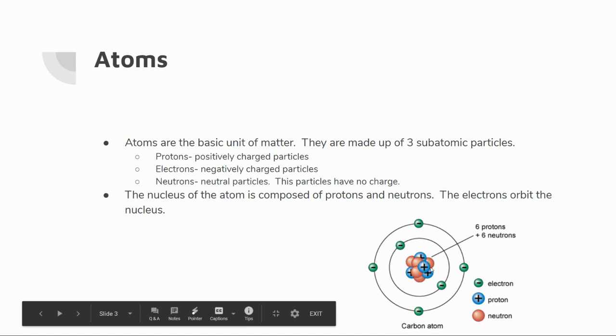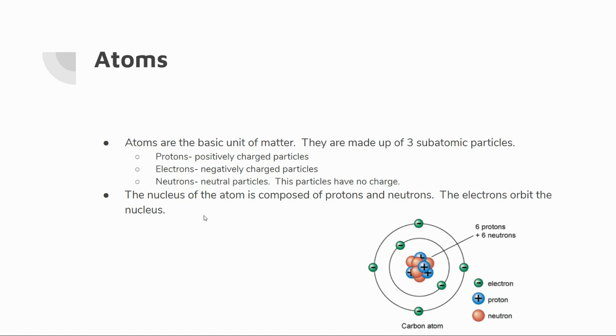And in the nucleus, this center ball right here, let me get my pointer, is only protons and neutrons. So the nucleus of the atom is going to have a positive charge, and the orbitals of the atom is going to have a negative charge. And remember, opposites do attract. So this last statement, the nucleus of the atom is composed of protons and neutrons, and the electrons orbit the nucleus, much like the planets orbit the sun in our solar system.